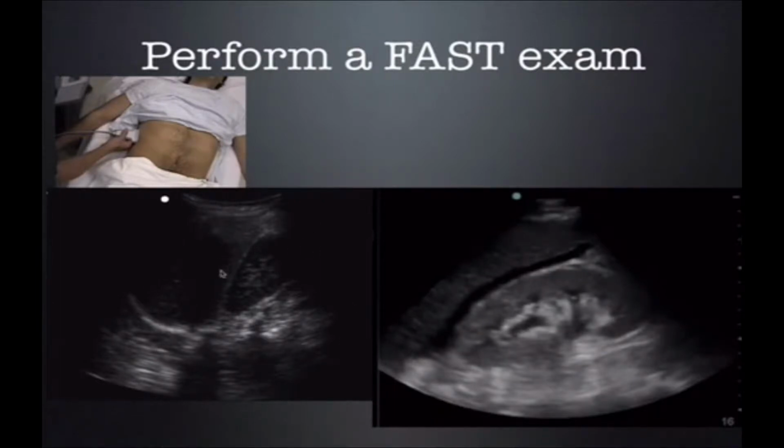This is a normal image with no free fluid. This is a FAST positive exam. You can see this black stripe here. This would be evidence of hemoperitoneum.